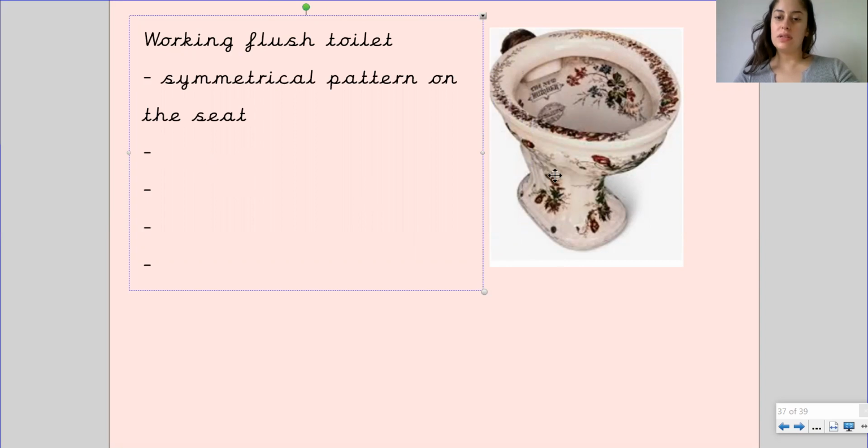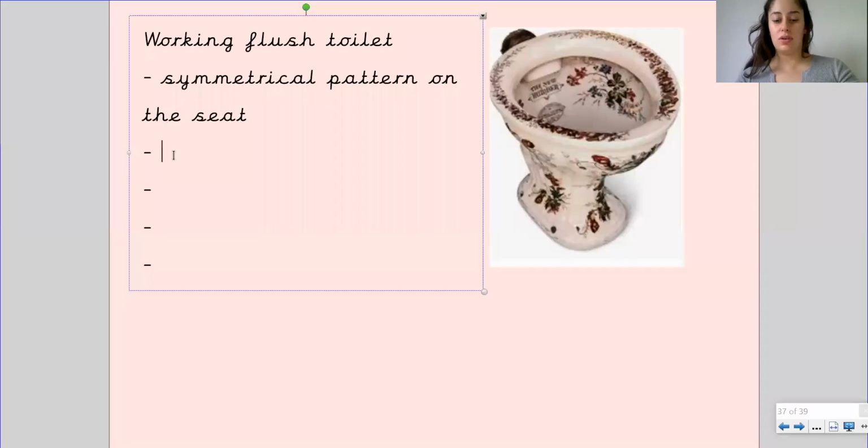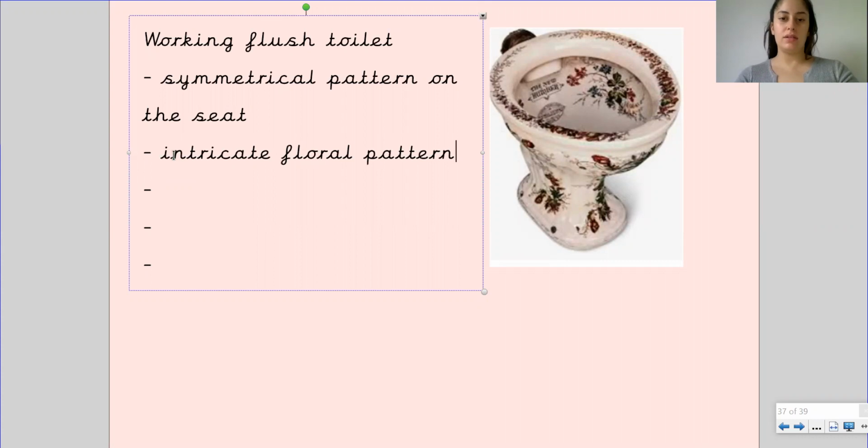Now, how else could we describe all these floral patterns? Are they quite detailed? Is there another word that you could research if you've got a thesaurus or online, a synonym for detailed? Well, the word that I want to use is intricate. Intricate means quite complex and quite detailed. So intricate floral patterns.